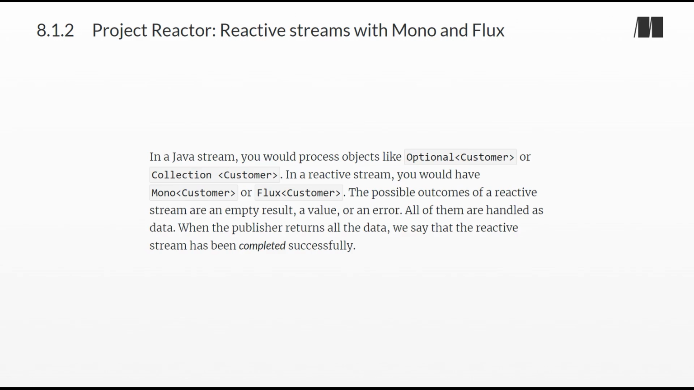In a Java stream, you would process objects like Optional<Customer> or Collection<Customer>. In a reactive stream, you would have Mono<Customer> or Flux<Customer>. The possible outcomes of a reactive stream are an empty result, a value, or an error. All of them are handled as data. When the publisher returns all the data, we say that the reactive stream has been completed successfully.